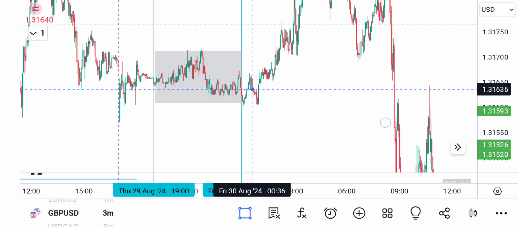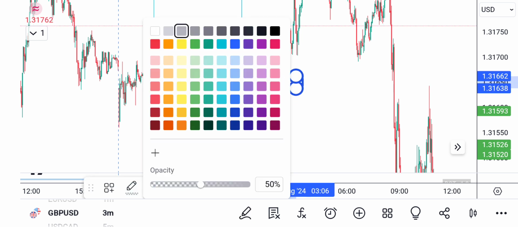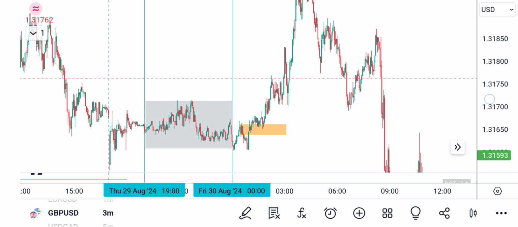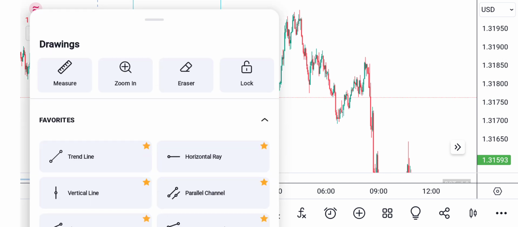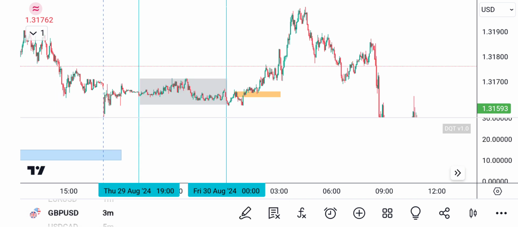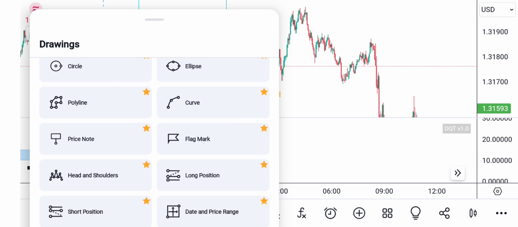So you could buy here, and you target the opposing liquidity. I hope it is clear. Now liquidity resides above Asia and liquidity resides below Asia. So what is the goal? Buy below Asia and sell above Asia.